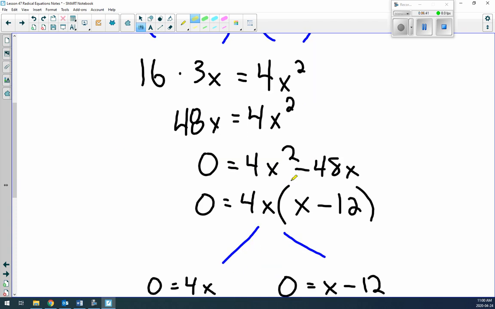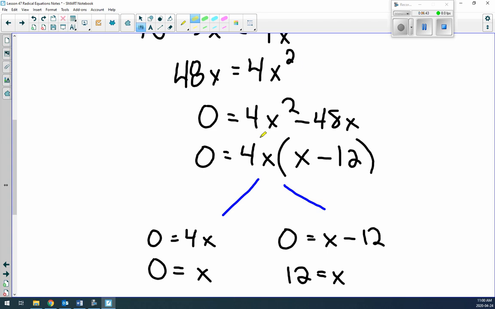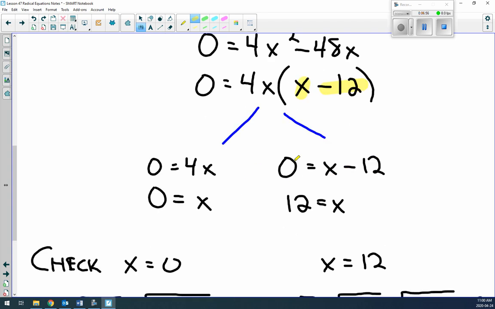Well, how do we solve this? Get it all equal to 0 because we have a square there. So we end up with 4x squared minus 48x. What's common to both of those? We can take a 4x out of both. 4x squared divided by 4x is just x. Negative 48x divided by 4x is negative 12. Then we just set them both equal to 0. So 4x equals 0, so x equals 0 is one of the answers. X minus 12, set that equal to 0. We end up with 12 equals x.